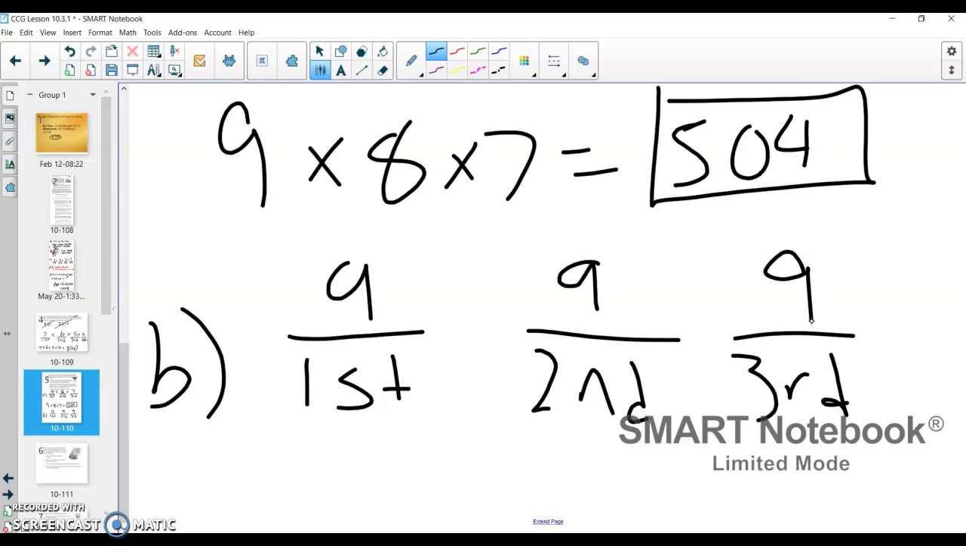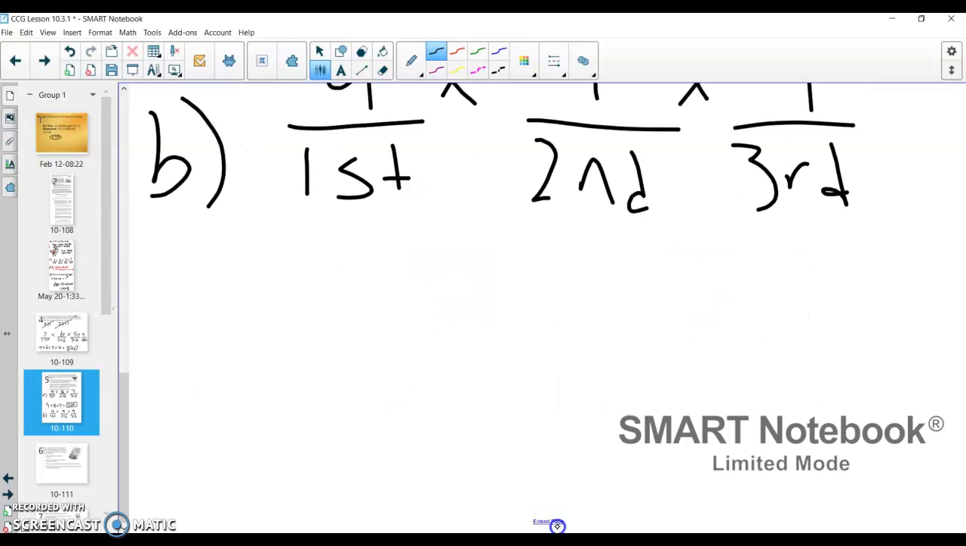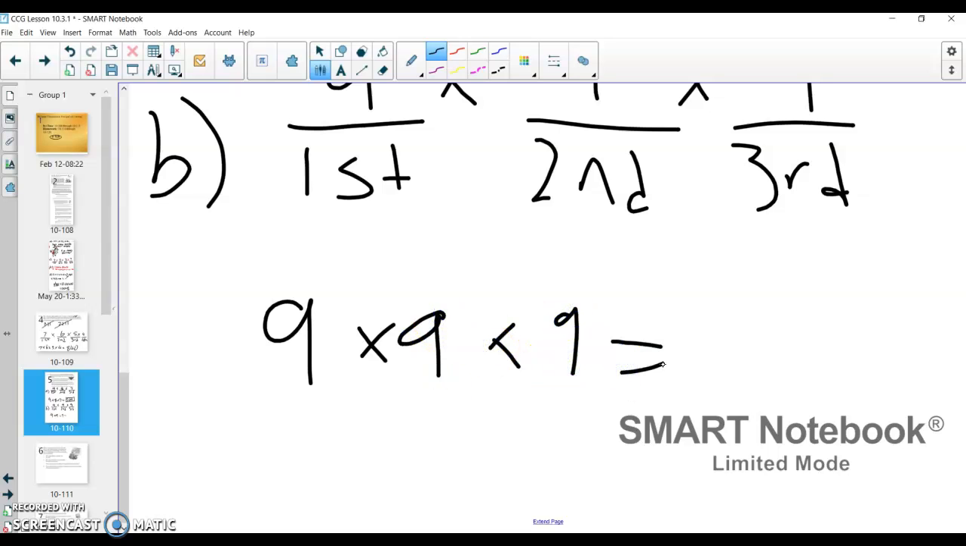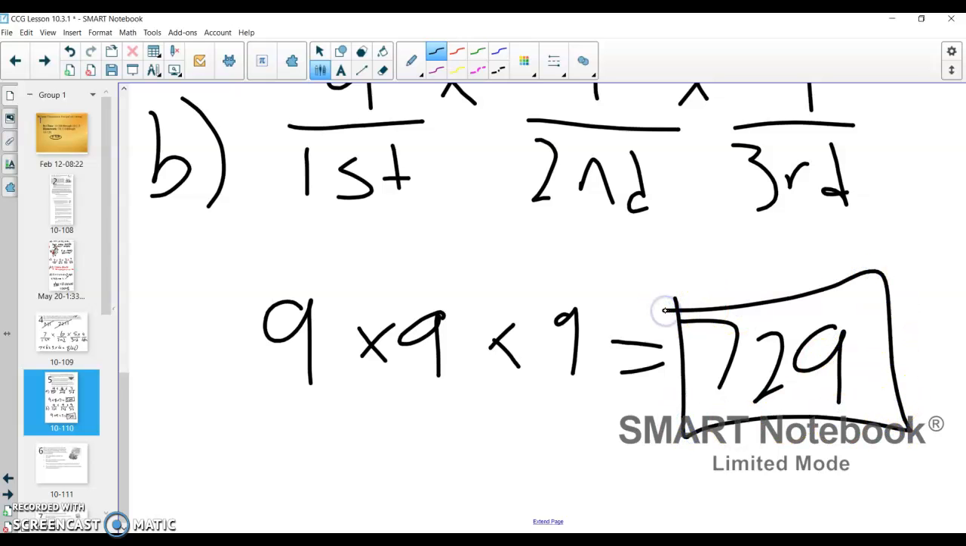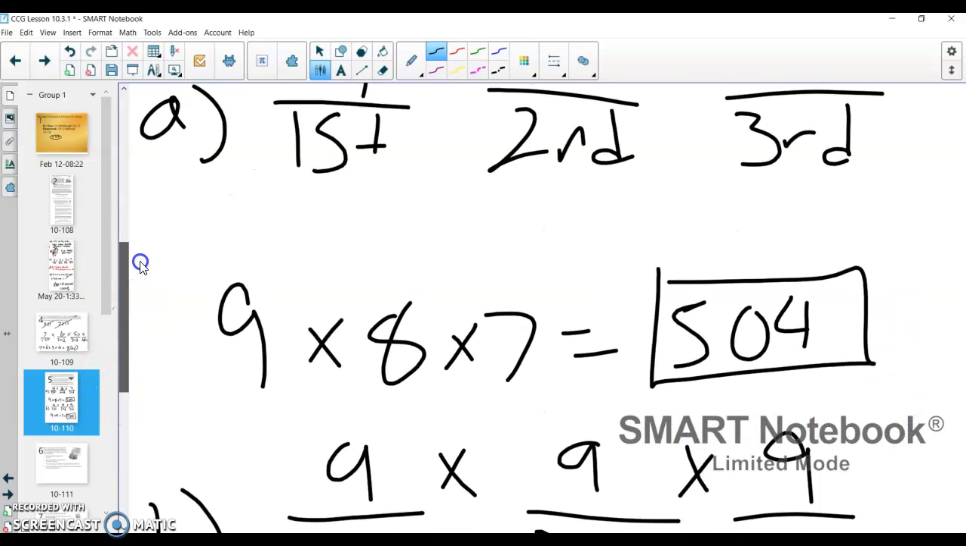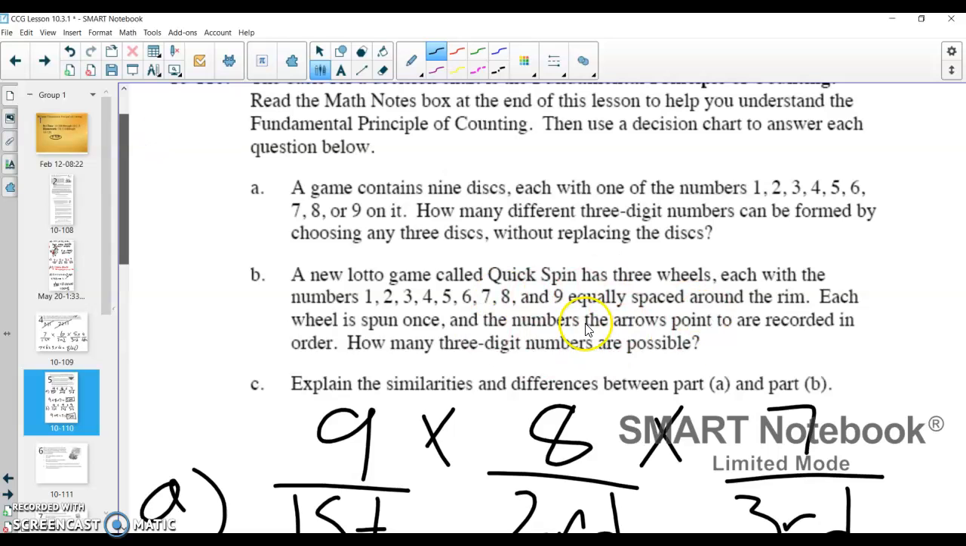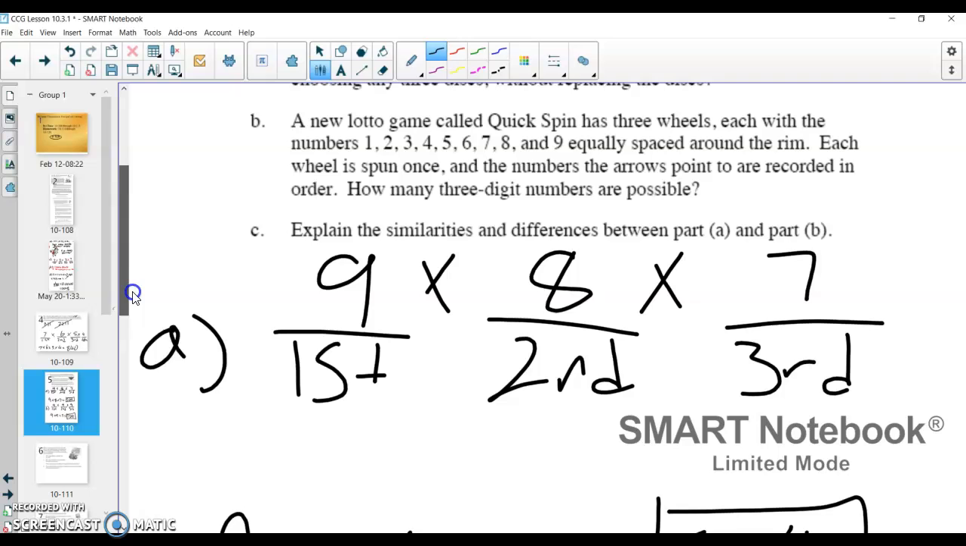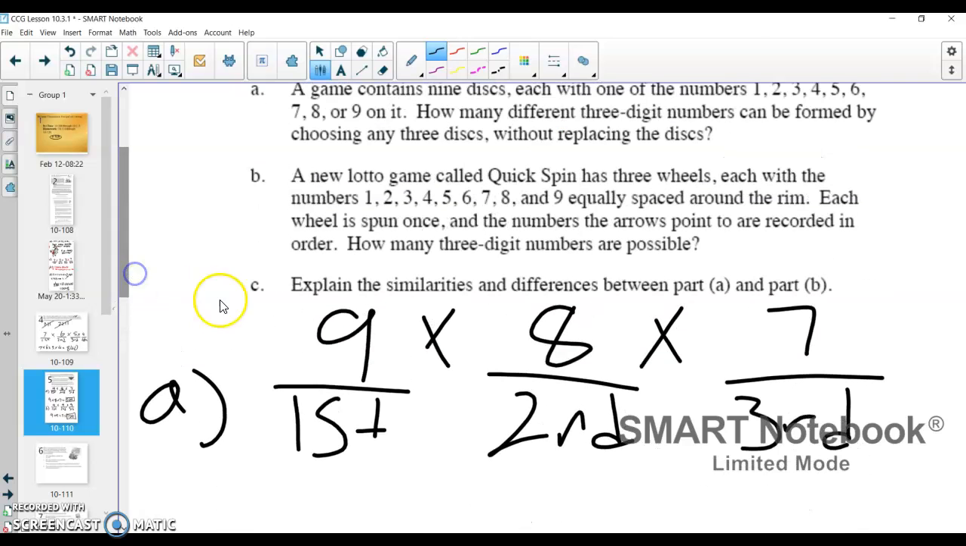And then just like any decision chart we've done so far, you multiply it on the decision chart, and you get 9 times 9 times 9, 9 to the third power, if you like it that way. And that will give me 9 times 9 times 9 is 729 possible outcomes that we get in this quick spin game. Okay, part C, I don't want to write it out, I'll just talk about it.